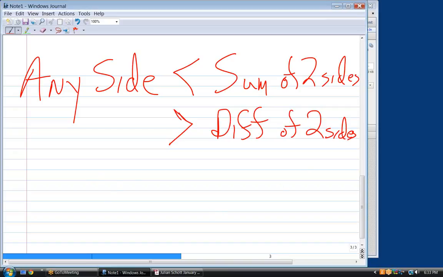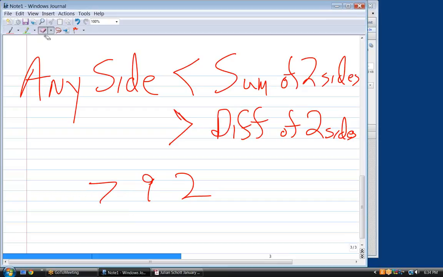In other words, you cannot have a triangle with those dimensions. Why? Because 2 is not greater than 9 minus 7. It's equal, but it's got to be greater. It's less than the sum, but notice that 9 is not less than the sum of the other two sides. So this cannot be a triangle.